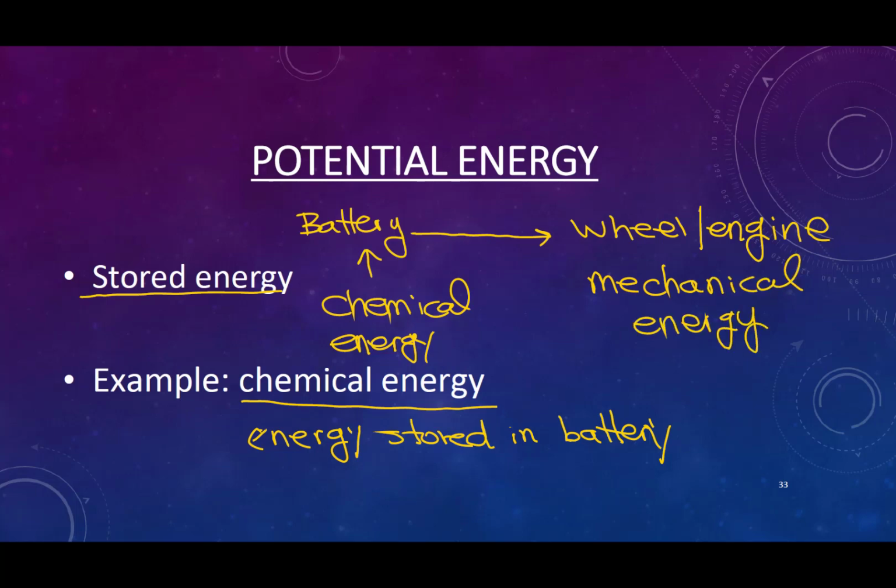Then as you could see here, the energy converted. We went from chemical energy to mechanical energy. That's what we mean by the fact that energy can be converted from one form to the other. Then you start your engine in the morning. The energy is stored in your battery, which is chemical energy. It converts to mechanical energy and your car starts moving.